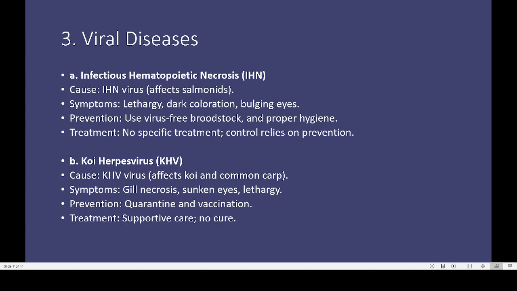See here, you can see that. So this is the infectious hematopoietic necrosis disease. It is caused by a virus. Here you can see that.